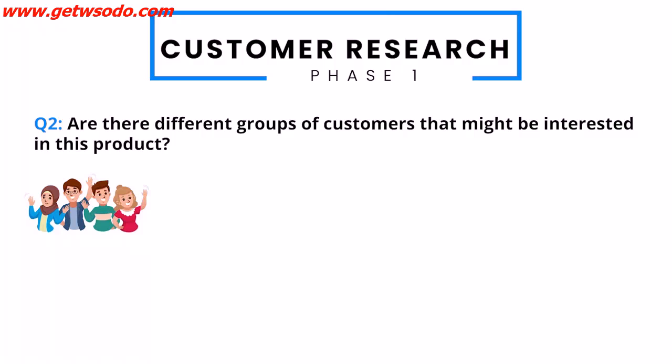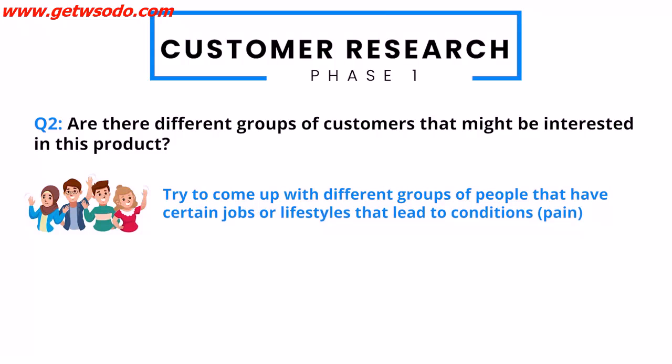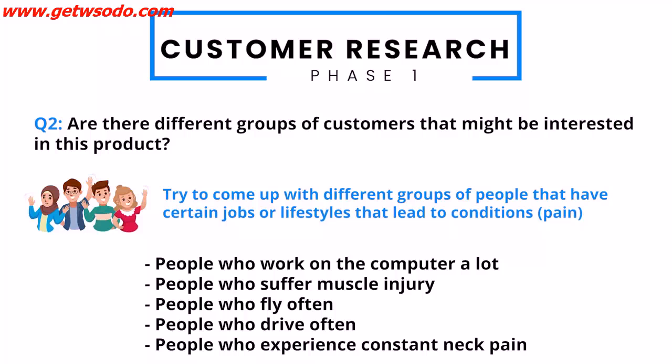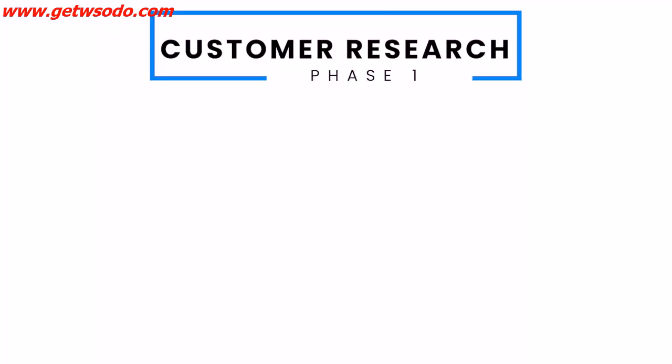So question number 2, are there different groups of customers that might be interested in this product? Now this one requires a little bit of creativity, but on the basis of the pain points we discovered in the first question, we can try and come up with different groups of people that might have jobs or lifestyles that can lead to the conditions above. Now here's what I came up with. People who work on the computer a lot, people who suffer muscle injury, people who fly often, people who drive often, and people who experience constant neck pain.